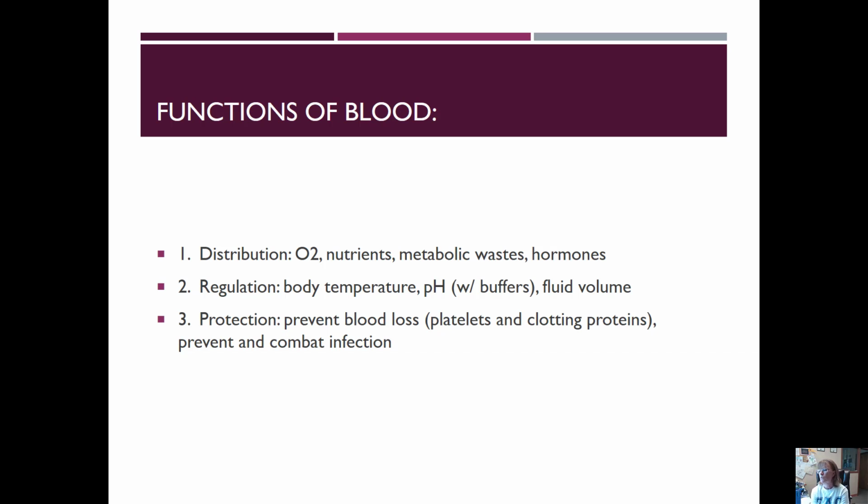And then, of course, protection. There's two parts to the protection component: that blood will prevent us from infection with the white blood cells. But then another thing I think is really neat is that blood has the ability to seal up the holes in the blood vessels that it's carried, and so that we prevent blood loss through hemostasis, which we'll go into some more.